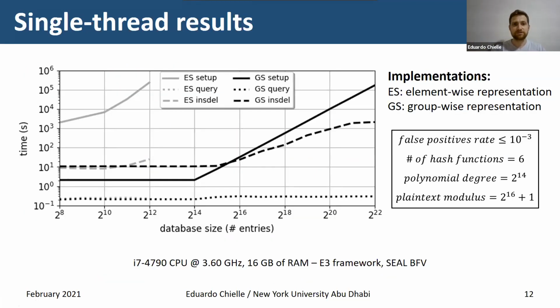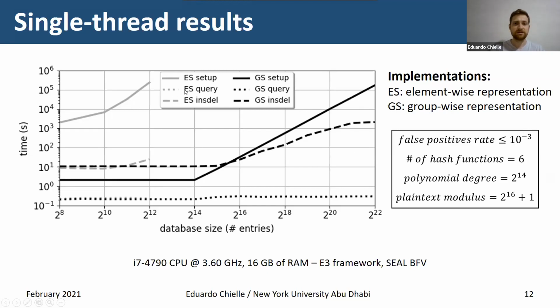So now I'm going to show the results, which we ran in a single thread of an i7, but these algorithms are highly parallelizable, so we can improve performance significantly by using many threads, which are available on servers. These results are for the element-wise representation, which we call ES, and for the group-wise representation that we call GS. And these are the parameters we use. A false positive rate inferior to 10 to the minus 3.